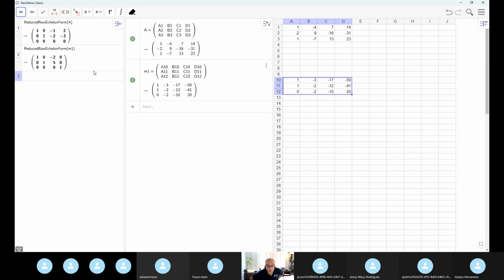1 negative 3 negative 17 negative 59, 1 negative 2 negative 12 negative 41. Yeah, I copied right. Okay. This is the answer. I respect this answer. Now I come back to the whiteboard to copy an interpretation of this. We have infinitely many solutions, no solution, or a unique solution.